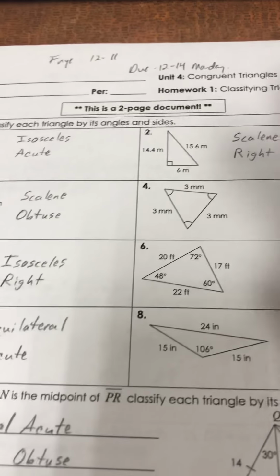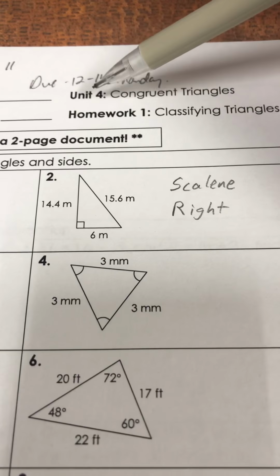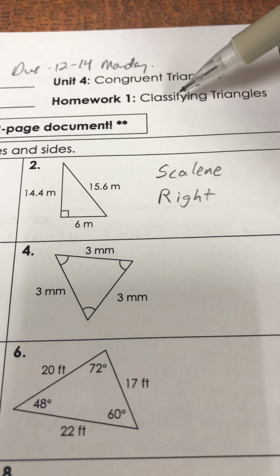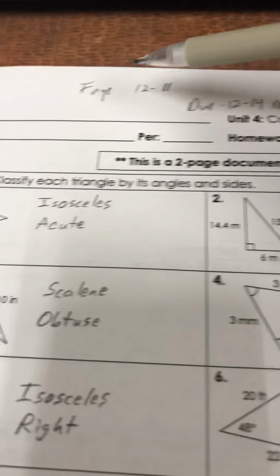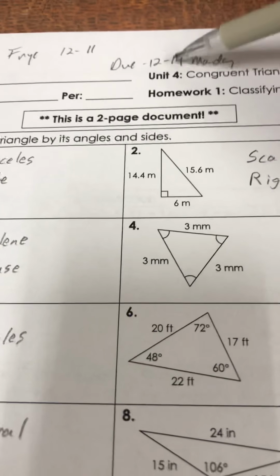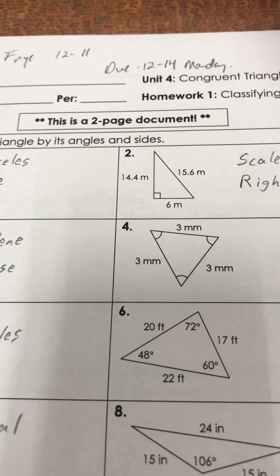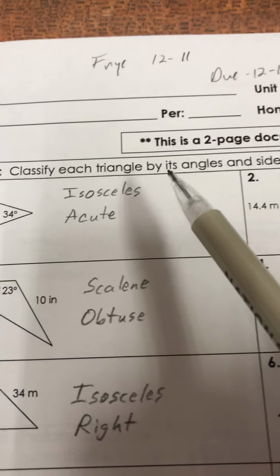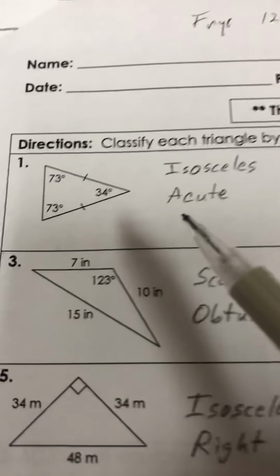Hello, geometry students. I am looking at Unit 4, Congruent Triangles, Homework 1, Classifying Triangles for Mr. Fry. It is due on Monday, the 14th. Let's get started. It says classify each triangle by its angles and sides.